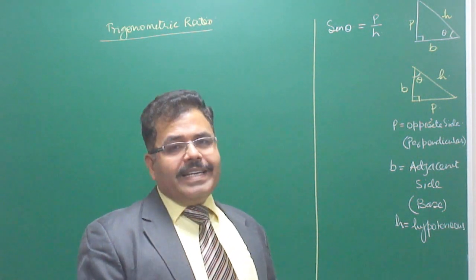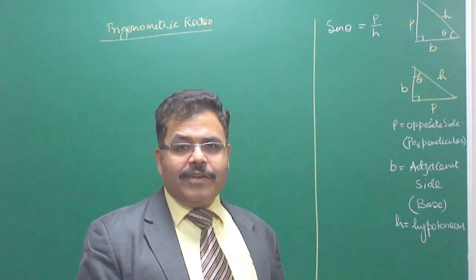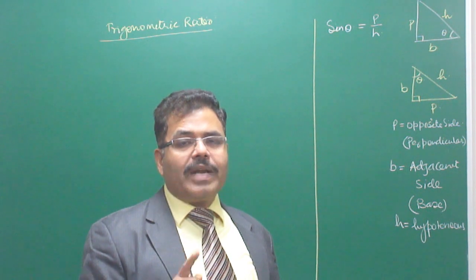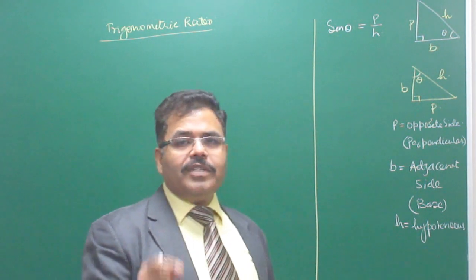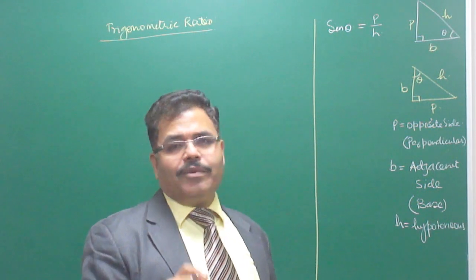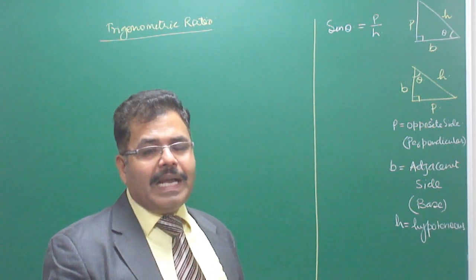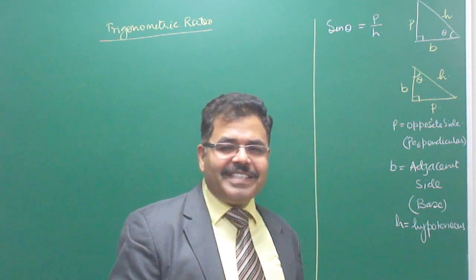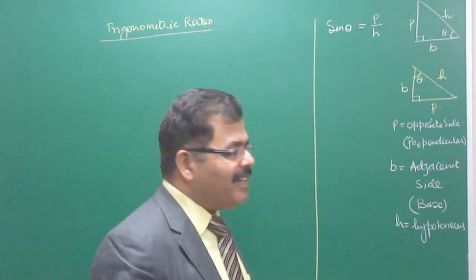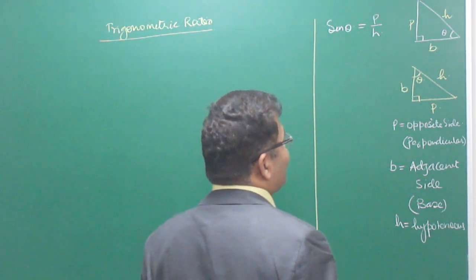Side opposite to right angle is always hypotenuse. You got it, na? Side opposite to right angle is always hypotenuse, and side opposite to acute angle is always opposite side, that is perpendicular. And the remaining third side is called adjacent. So there is no mechanism and nothing special about it. This is something which you can learn easily.